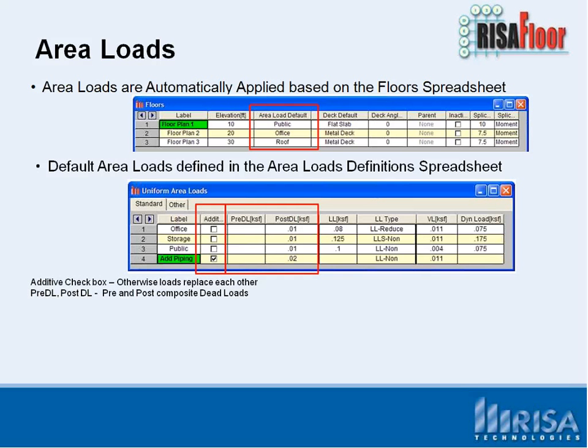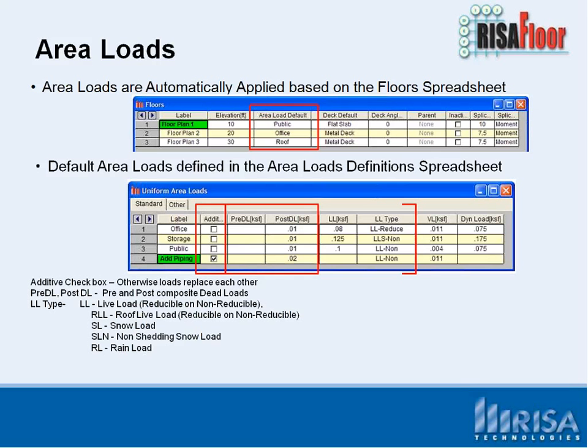But if you want to do some pre-composites there, you might want to lay that out there. Live load types. Right now we have live load. We see here we've got some listed, and we've got live load when you can set it up to be reducible live load or non-reducible. You can also tell it to be a roof live load, reducible or non-reducible.